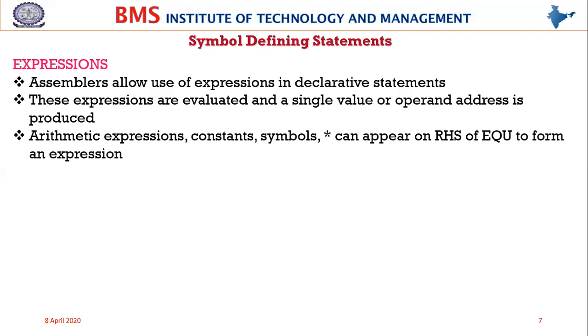And here the star needs to be discussed a bit. Please note carefully, the star wherever it appears on the right hand side of your EQU indicates the current location counter value. The star appearing on the right hand side of your EQU indicates the current location counter value. Fine. Let's see the example. So we have a declaration here.